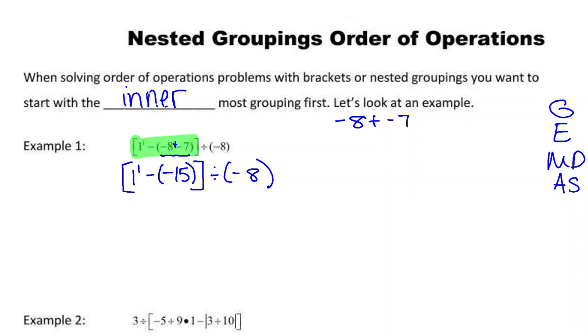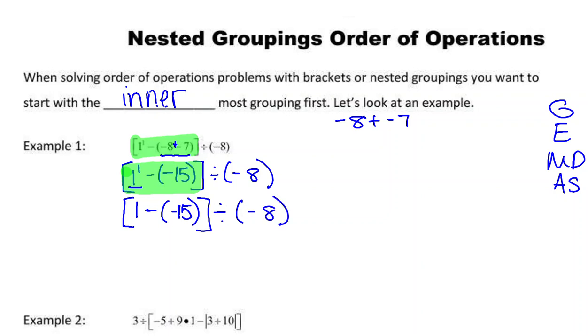Now I have to ask myself, do I still have groupings? Well, I still have the grouping inside of that bracket there. And what am I going to solve within that grouping first? Well, if I have one number inside of a grouping, that means it's like a fake out. So we're going to do the exponent that's here. So we're going to do 1 to the first power, and 1 to the first power will be 1. Open bracket, minus -15 in parentheses, close bracket, divided by -8.